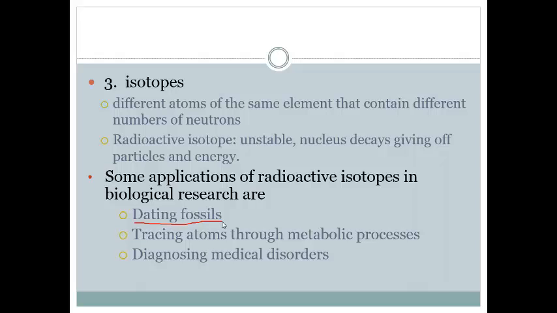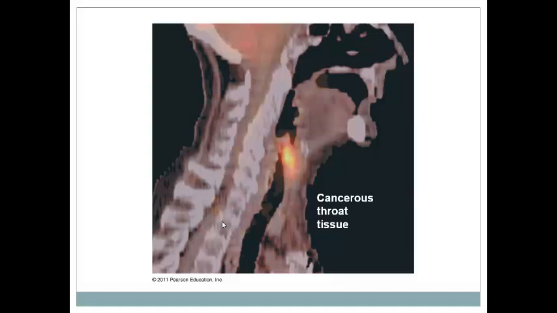Radioactive isotopes are also used to trace atoms through metabolic processes and to diagnose medical disorders. A radioactive isotope can be injected into an individual. We call this a radioactive tracer. An example of a common radioactive tracer is an isotope of glucose. It's a radioactive isotope of glucose. And this is often used to diagnose cancer, in particular to see if cancer metastasized and traveled throughout the body and established itself somewhere else.